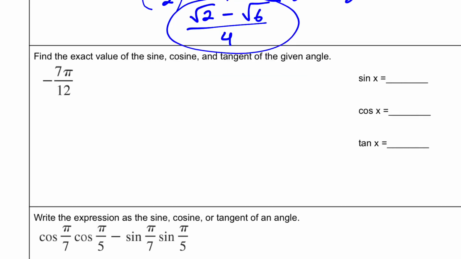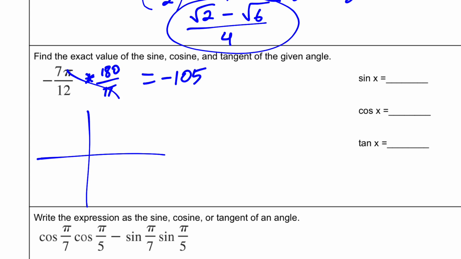So with this one, this radian is like an angle in a way. And if we want to figure out where we're at in the unit circle, you can take this times 180 over pi, which cancels this out. And we find out that we're at negative 105 degrees. So if you think about on the circle where that is, we would be somewhere over here. But there's no exact values there.